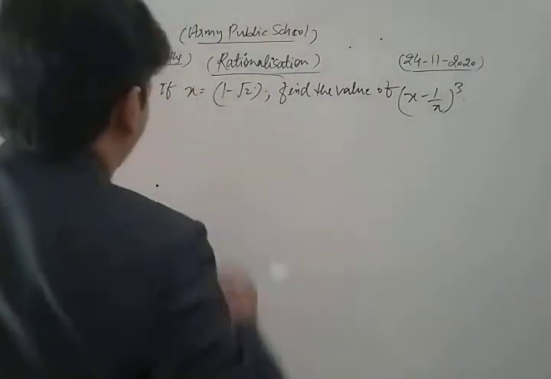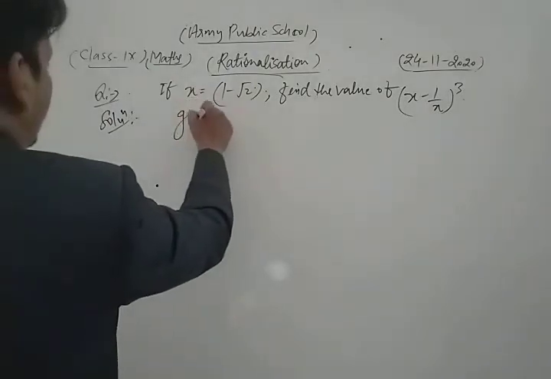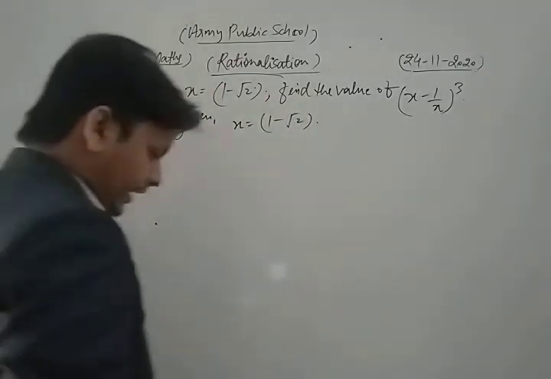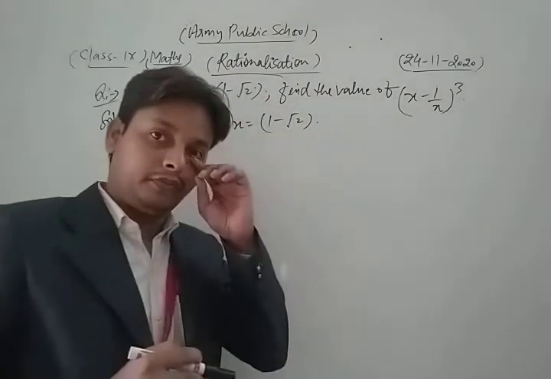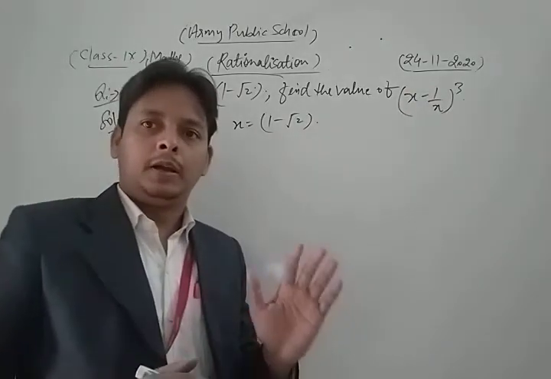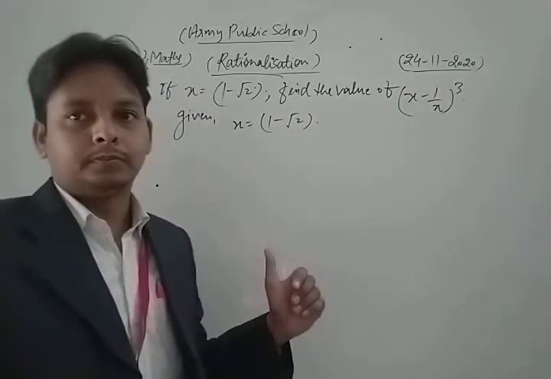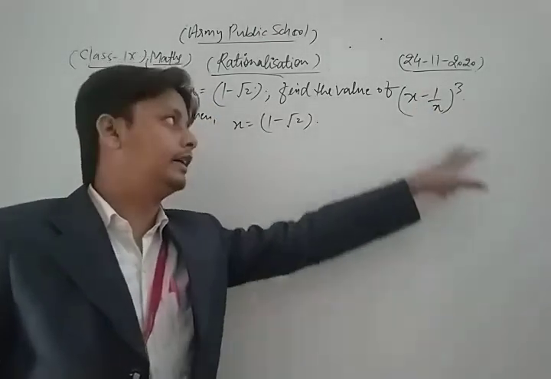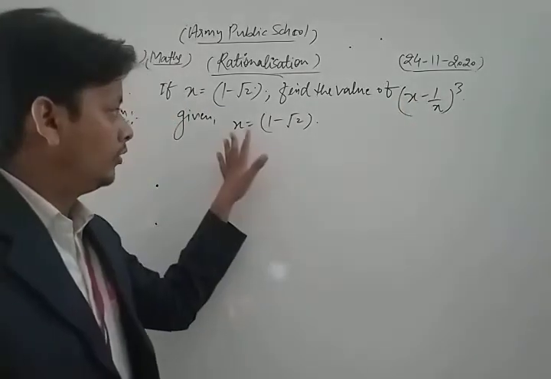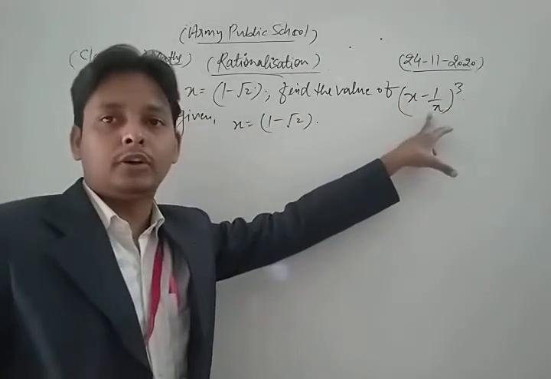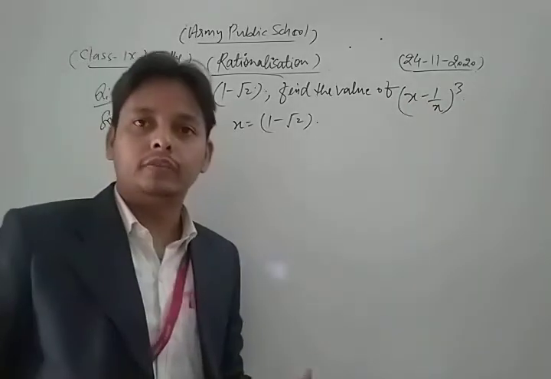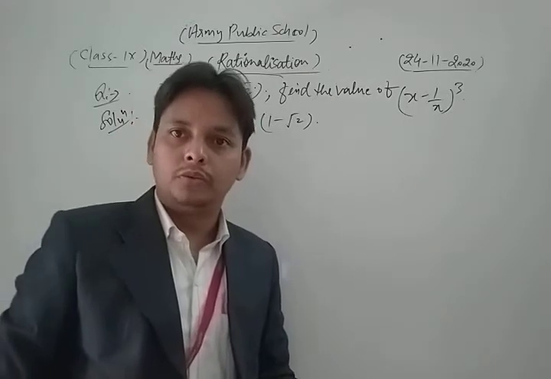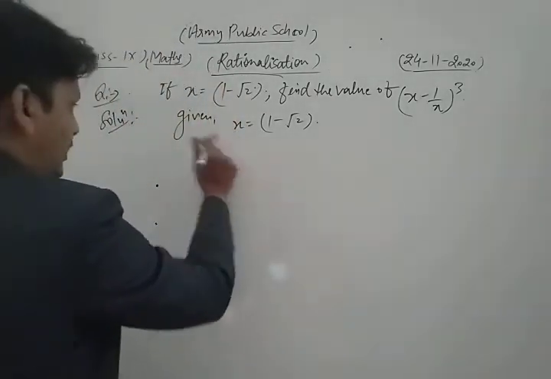First of all, we write as given. Given the value of x is 1 minus root 2. Okay. Now, dear student, in that question, we find the value of x minus 1 upon x. In that type of question, if you have a value of x and 1 by x is also there, then first of all we find the value of 1 upon x. After that we get the value of x minus 1 upon x. Then after we take the cube of the given value.